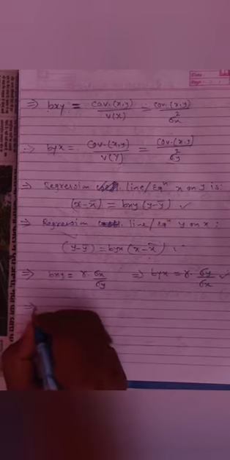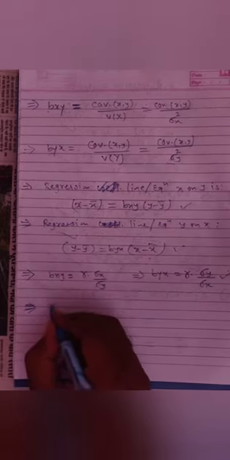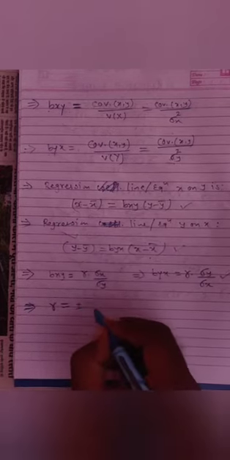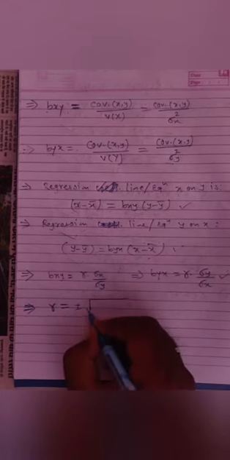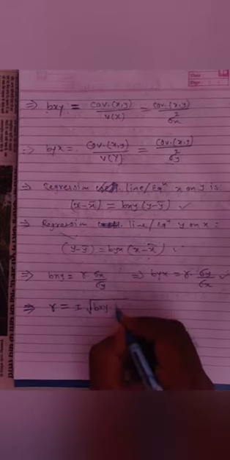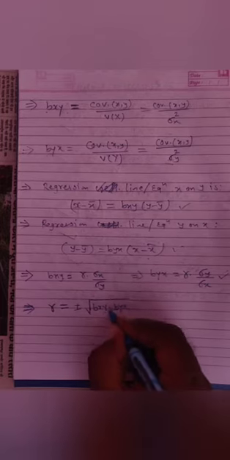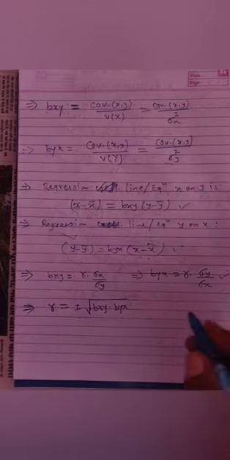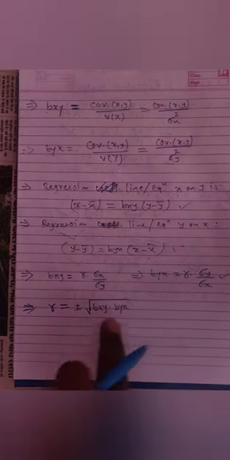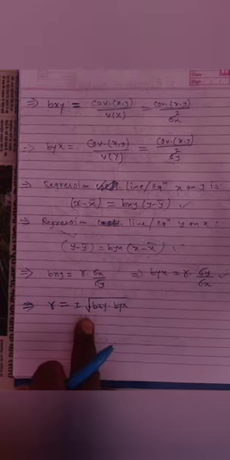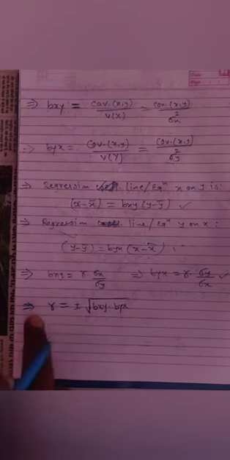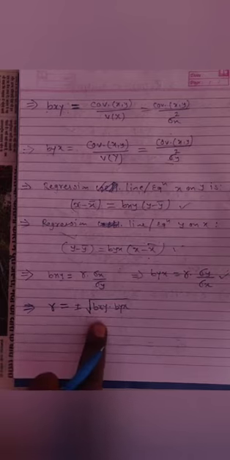Next formula is, suppose you are asked to find the correlation coefficient with the help of regression coefficients, then you have to write plus or minus under root bxy into byx. So r means the correlation coefficient that was there in 11th standard also. In 11th standard we calculated r with the help of covariance between x and y upon sigma x into sigma y. But in 12th standard the value of r is calculated with the help of regression coefficients.